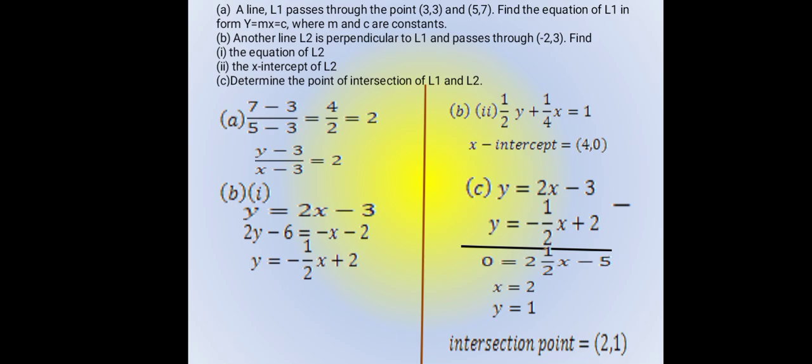Now you have a line L1 that passes through points (3, 5) and (7). Find the equation of L1 in the form of y is equal to mx plus c, where m and c are constants. Another line L2 is perpendicular to L1 and passes through point (-2, 3). Find 1, the equation of L2, 2, the x-intercept of L1, and C, determine the point of intersection of line L1 and line L2.